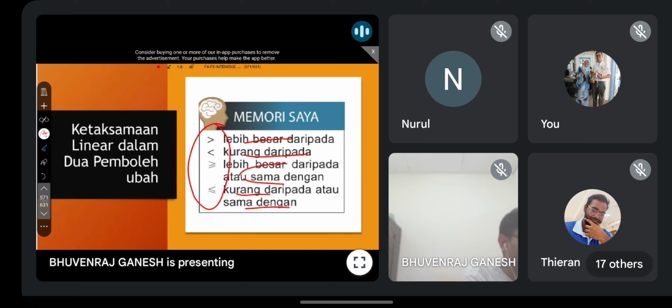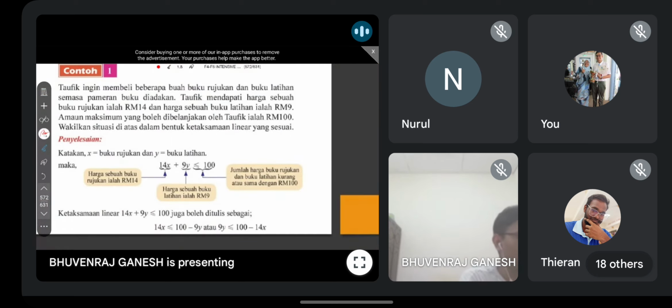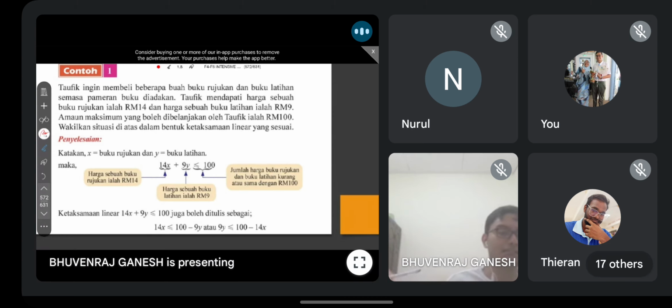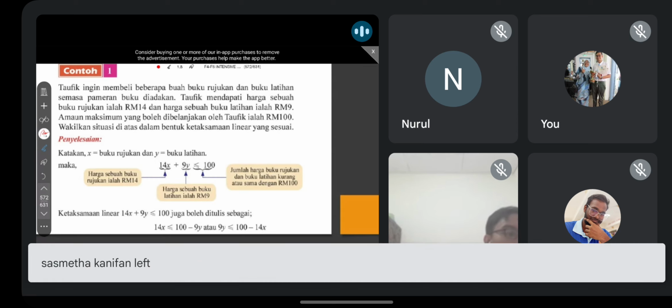Okay, never mind, we go on, nothing much here. So this is an example where you can apply linear inequality. You need to know how to construct, how to form a linear inequality.